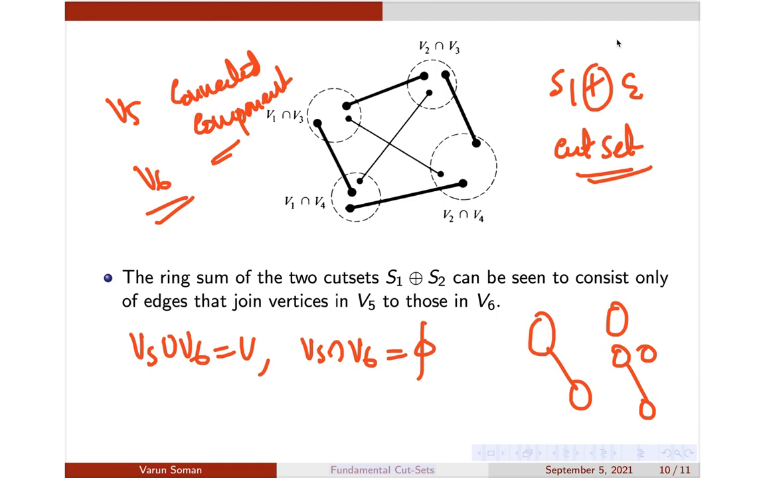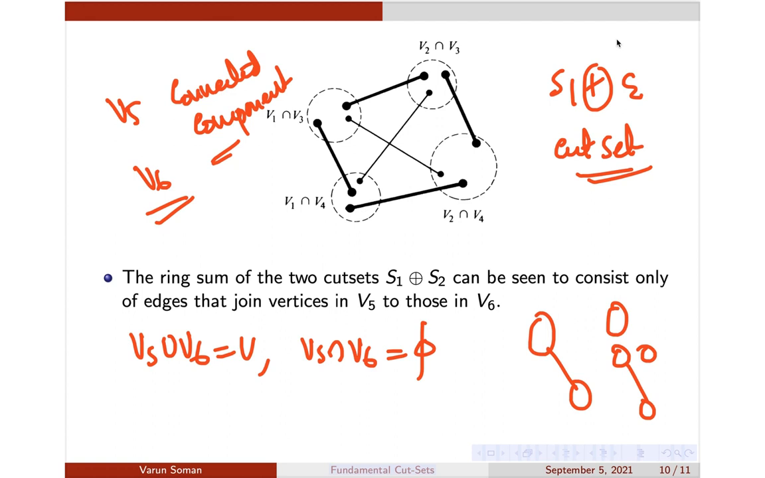Okay, so this S1 ring sum S2 contains all the connections between V5 and V6. So when you delete S1 ring sum S2, all the connections between V5 and V6 will be removed, and that means we are getting two different components, that is V5 and V6.